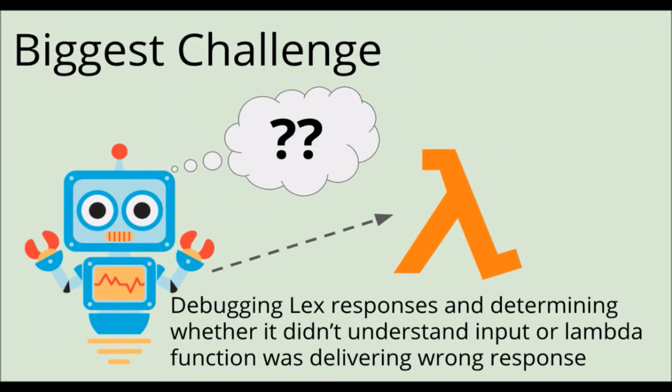One of the biggest challenges that I had when implementing this was debugging Lex responses and determining whether it didn't understand my input or the Lambda function was delivering the wrong response. The way to fix this was testing it a lot and giving it different input to understand whether it was not parsing my speech correctly or my Lambda function had some kind of bug in it. And it's still not perfect, as the bot was only given a certain amount of training data to understand and learn with.